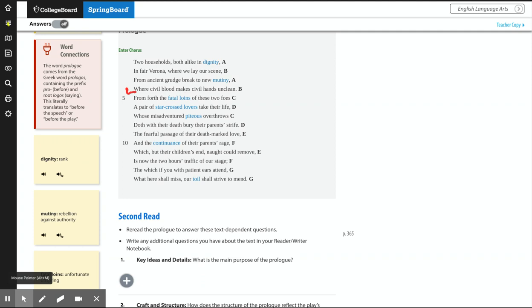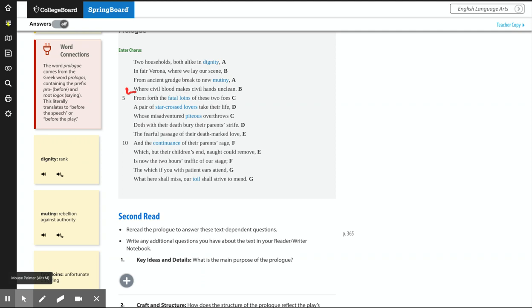In that third quatrain, "the fearful passage of the death-marked love and the continuance of their parents' rage, which but their children's end not could remove, is now the two hours' traffic of our stage." So this one is really telling us, if this hadn't happened, then the fight wouldn't have ended, and we're going to show you how all of this unfolds on the stage. That's what we're doing here. So it's saying, we're going to act this out for you and show it to you, the two hours' traffic of our stage.